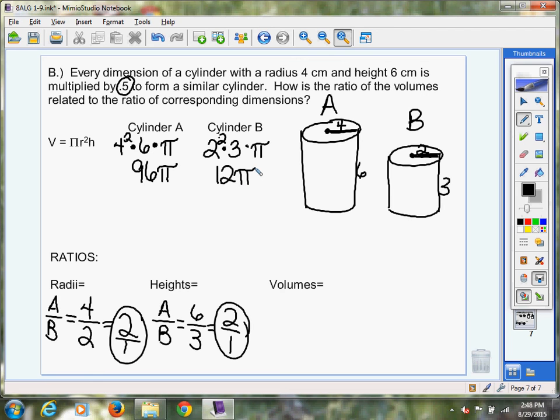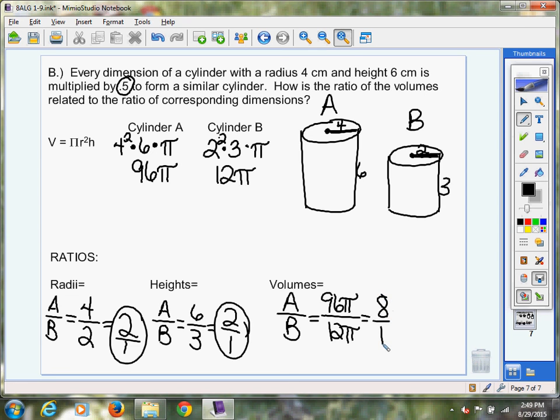Now, we have the two volumes, so we're going to do A over B, just like we did with the other two. And we have 96 pi, the volume of A, over 12 pi, the volume of B. Okay, so we need to examine these numbers. Let's go ahead and reduce it and see what happens. Looks like I could reduce top and bottom by 12. So I'll end up with 8 over 1.